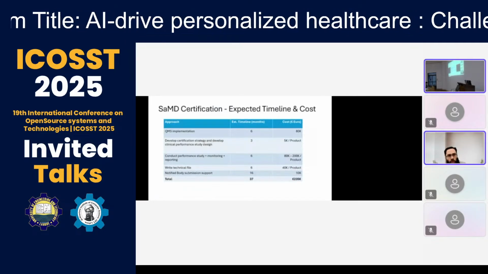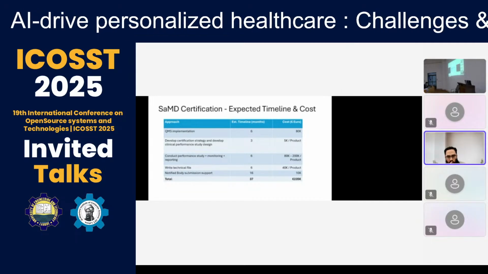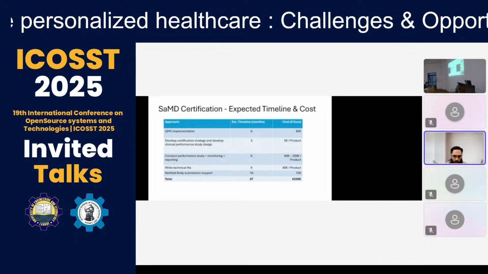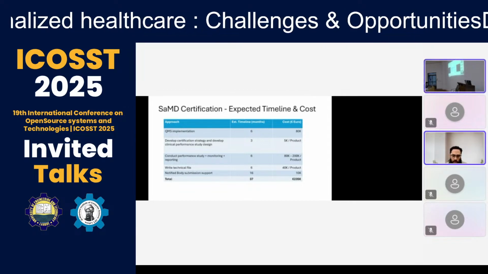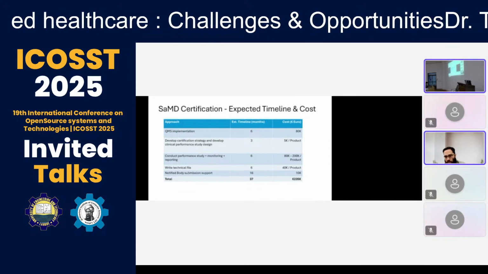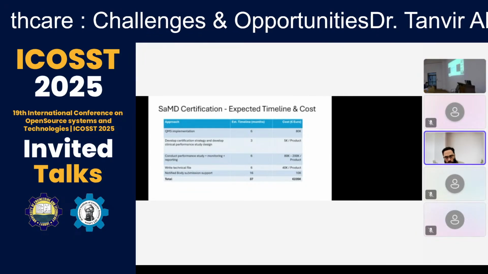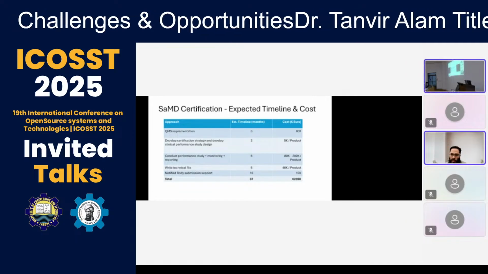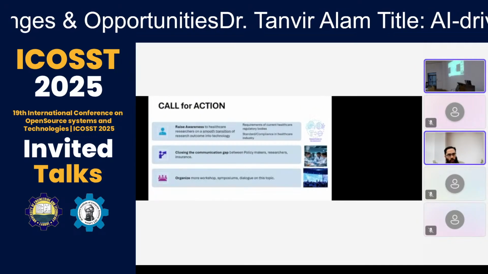Okay, so this is the overall timeline and the cost for transferring any AI model from lab to the industry level. It takes at least 3 to 5 years, and the cost is around 250,000 to 500,000 euro. So that's really time demanding as well as monetary demanding. So what are the calls for action?